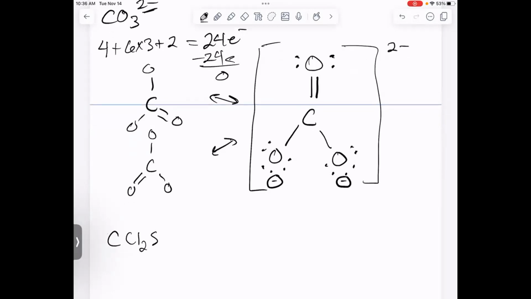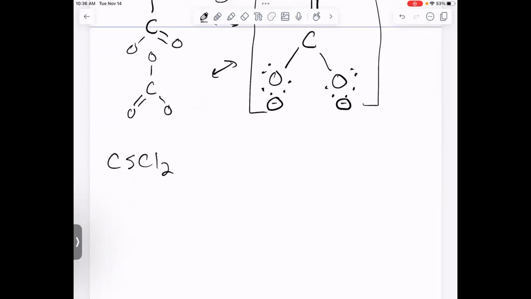All right, let's take a look at, and actually if I'm writing this in the right order of elements, it's probably going to be like this. CSCl2. So I want to draw a Lewis structure for this compound. Again, normal steps: carbon, 4 valence electrons, sulfur has 6, it's below oxygen. Each chlorine is going to have 7 because it's below fluorine on the periodic table. Adding all these together, should have a total of 22 electrons.